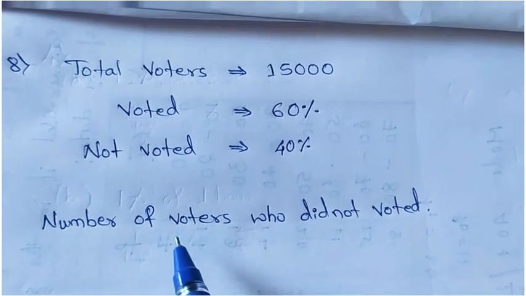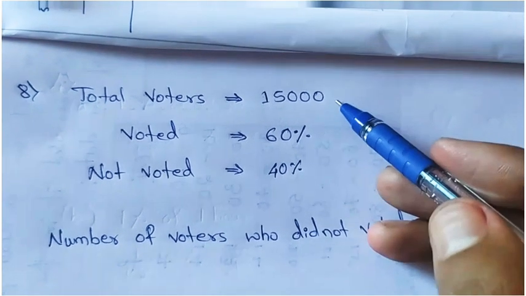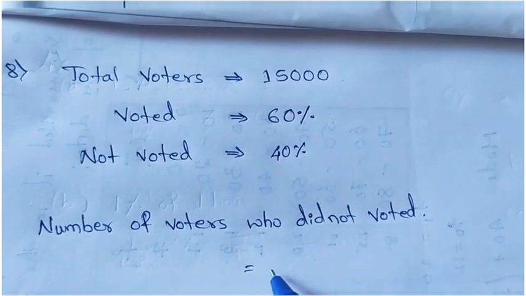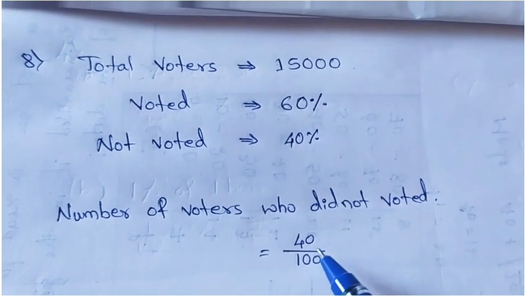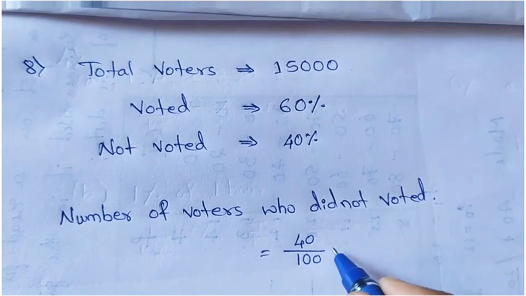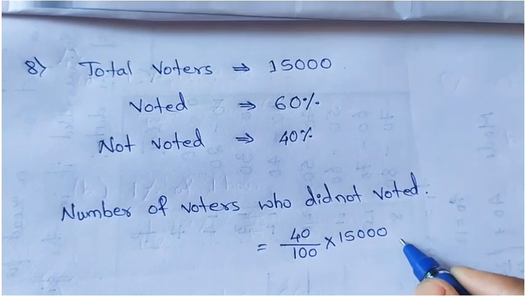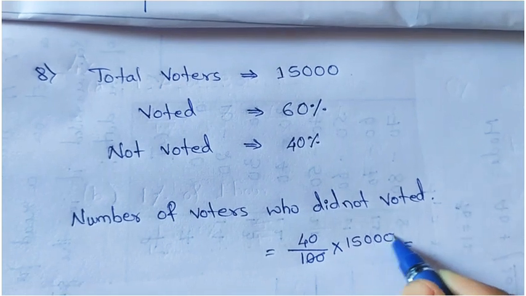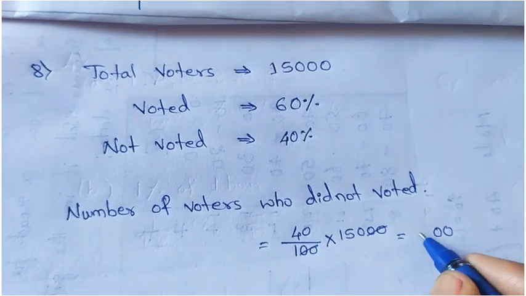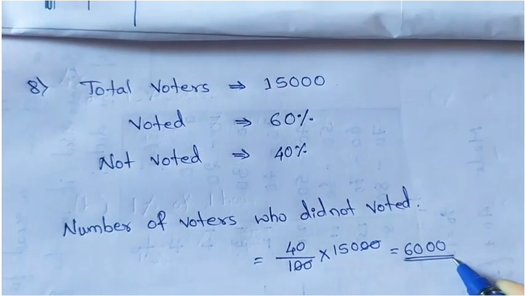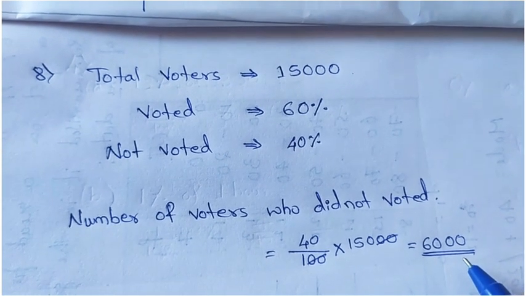Then how many voters did not vote out of 15,000? So for this, how to calculate? 40 have not voted means 40 by 100. If there are 100 voters, 40 are not voting. Then here total how many are there? 15,000 are there. Then how many did not vote? So here two zeros get cancelled. 40 times 15 is 600. So totally 600 voters did not vote.